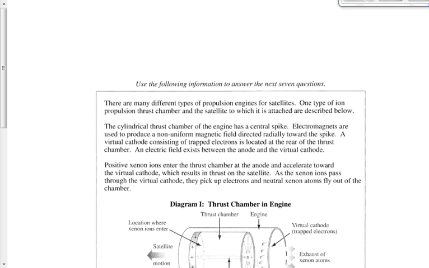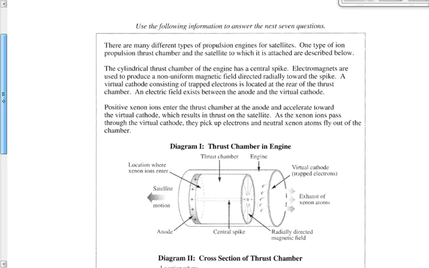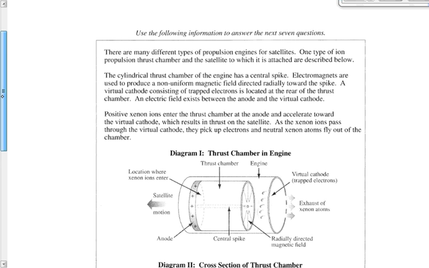Oh, I love this, eh? When you flip the page on page 4 and you see "use the following information to answer the next 7 questions," I don't love that. Okay, I hate it when we see that. Okay, but we've got to deal with it.